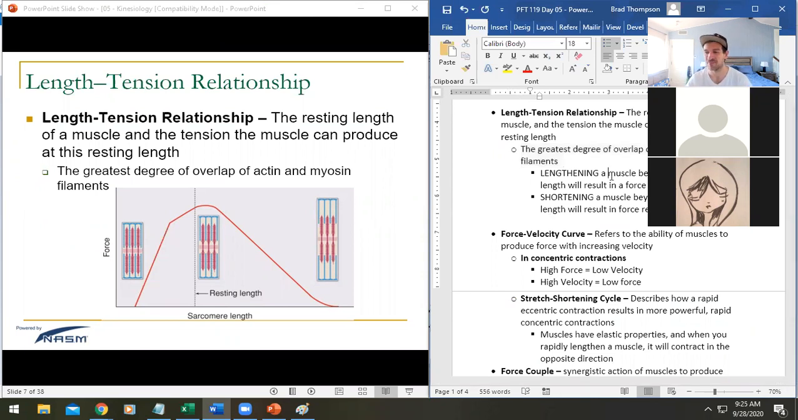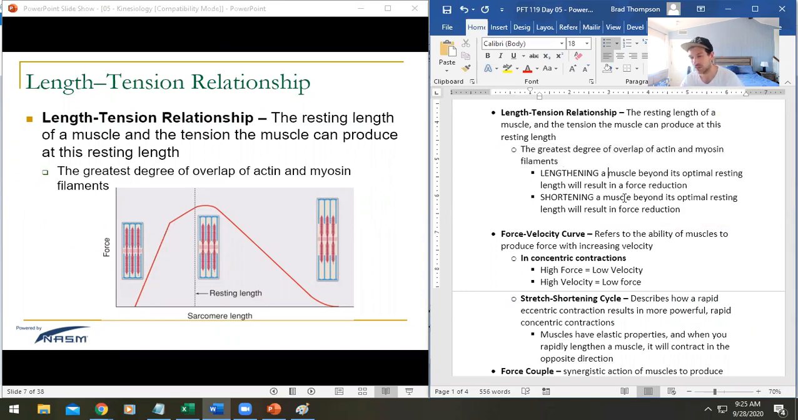All right. So our last little note here. The things you want to remember: lengthening a muscle beyond its optimal resting length will result in force reduction. You're going to have a weak muscle. But shortening a muscle beyond its optimal resting length will also result in force reduction. It will also result in a weak muscle. So sometimes you'll have muscles that are firing too much. They're weaker than they should be. You'll have muscles that are not firing enough. They're weaker than they should be.